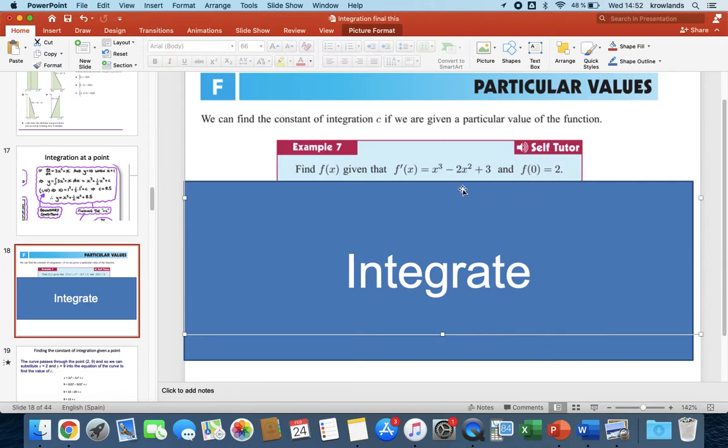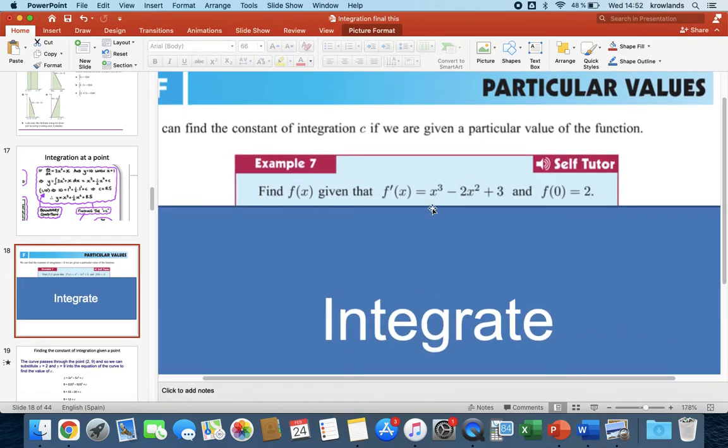But before we get to that, let's integrate this function. Remember, when we integrate a function, we need to integrate every single term. And then if it's an indefinite integral, so it hasn't been given two boundaries, we need to add c. So the first thing we need to do is integrate x cubed. Pause the video and have a think about how you'd integrate this.